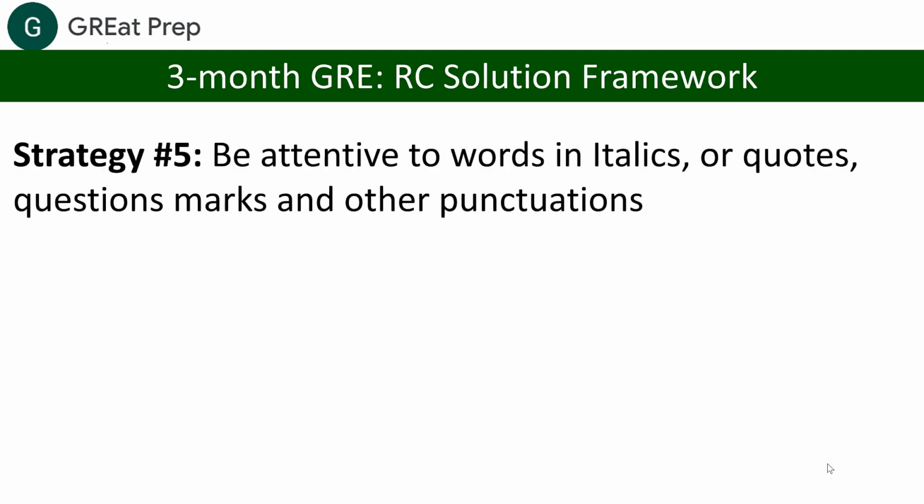All right, strategy 5. Now, this again is a strategy to pay more attention and to read more actively. And one way to do this is to focus on words that are in italics or which have quotation marks around them or question marks or any other punctuation, because these are words or phrases that are important or being flagged by the author, and most likely the testers of the GRE are actually going to refer to these words in one of the questions. So it's better to be prepared.